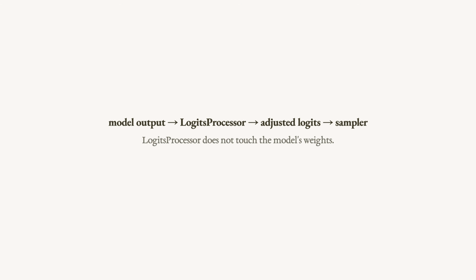The logits processor matters. It doesn't reach inside the model. It sits between the model's output distribution and the sampling step, and it adjusts logits. The model's weights are unchanged. The watermark lives in the selection rule, which token the sampler picks, not in any parameter.